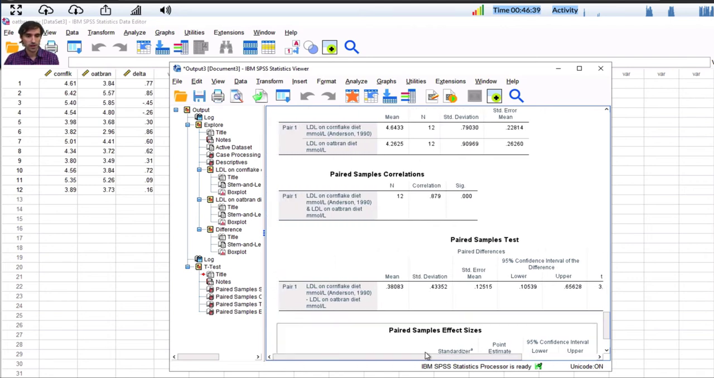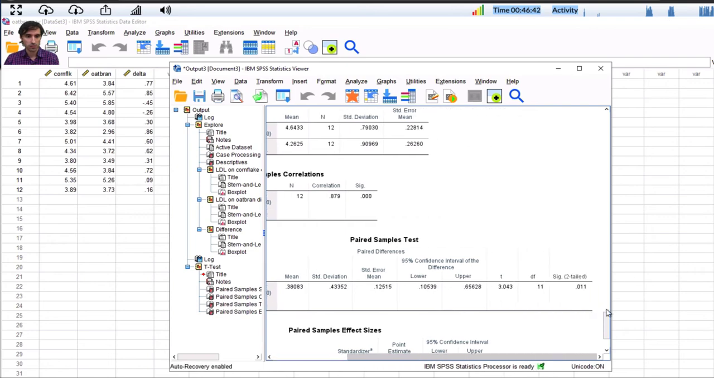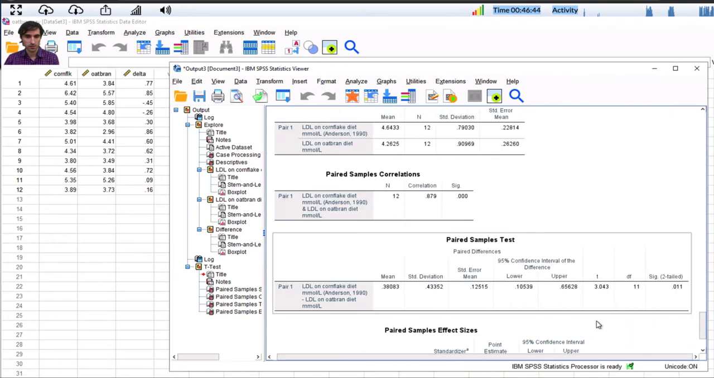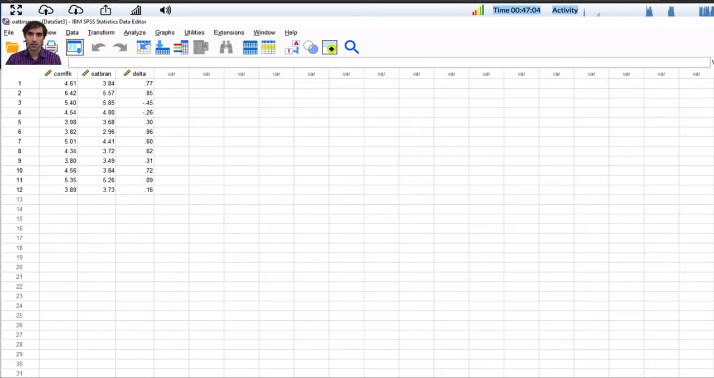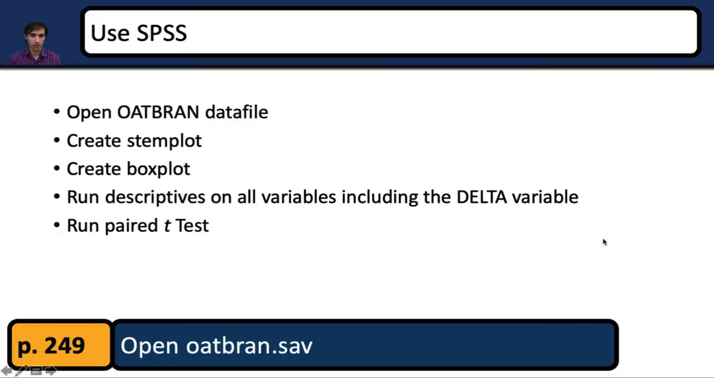So I come down here to the paired sample t-test, and I scroll over here. Let me expand this a little bit. There you go. The significance is 0.01. If our alpha was at 0.05, then our p-value is smaller. Therefore, we would reject the null hypothesis, and we would say that there is a statistically significant difference in their diets. So let's see what our presentation shows as well.